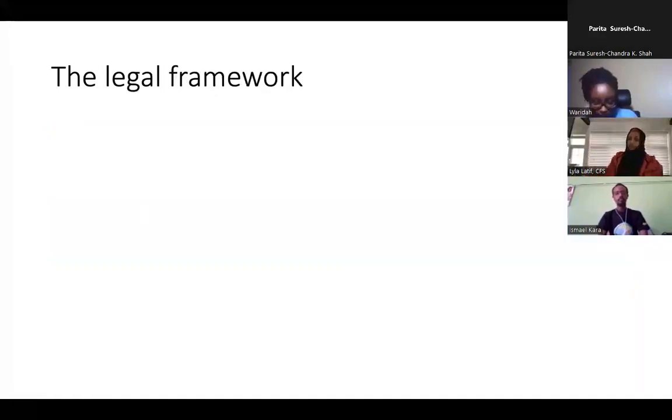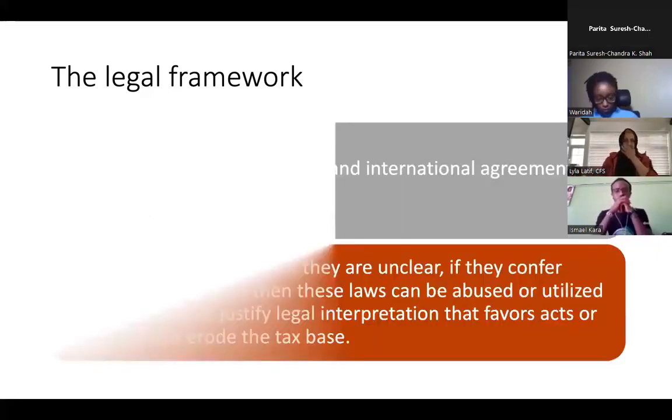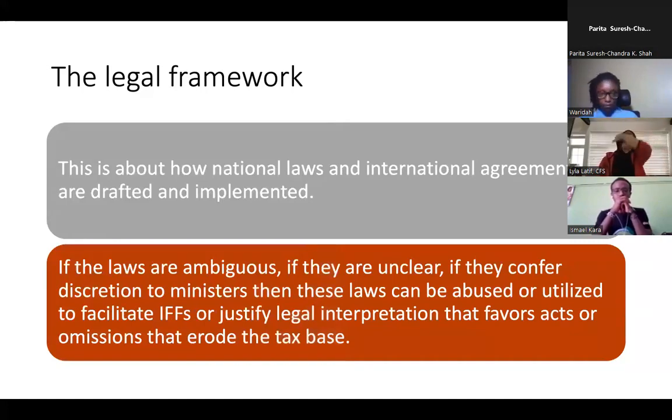So let's now turn to the legal framework. And during our question and answer session, after Warida's session, we touched a little bit about the law. Now, this is all about how national laws and international agreements are drafted and implemented. If the laws are ambiguous, if they're unclear, if they confer discretion to ministers, then these laws can be abused or utilized to facilitate illicit financial flows or justify legal interpretations that favor acts or omissions that erode the tax base.